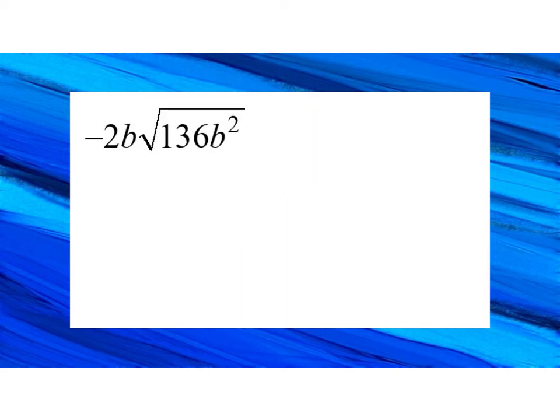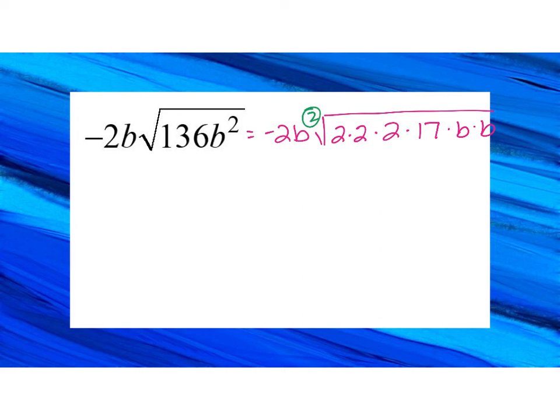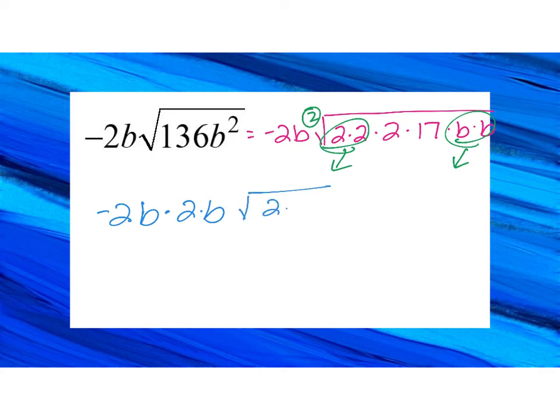Yet again, here we go. I know this is, again, the more you see it, the more you practice it, the better it's going to get. So here I have -2b hanging out front. Under the radical, I have 2 times 2 times 2 times 17 times b times b. My index is 2, yet again. So I'm going to circle anything that has pairs, which is the 2 and the b. So when I go to write this, I have negative 2b times 2 times b, and then left under the radical 2 times 17.